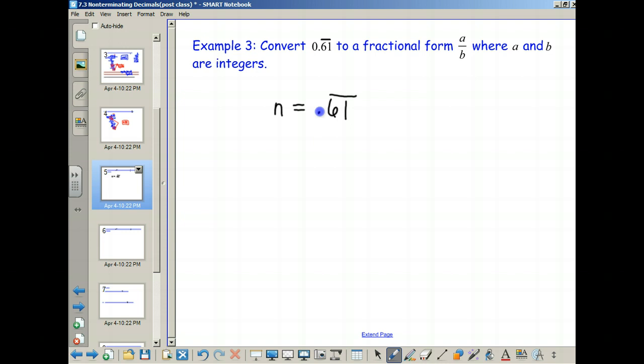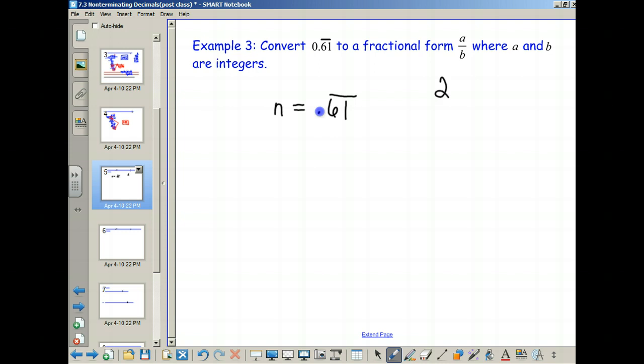The next thing we're going to do is multiply by a power of 10. Now the power of 10 is determined by how many decimals repeat. So if one decimal repeats, we multiply by 10. If we've got two decimals repeating, we'll multiply by 100. Three decimals repeating, we multiply by 1,000, and so forth. It is not determined by the placement of the end of this expression. If this said 0.561 and the 61 were still repeating, I'm still going to multiply by 100, because of the number of decimals repeating.